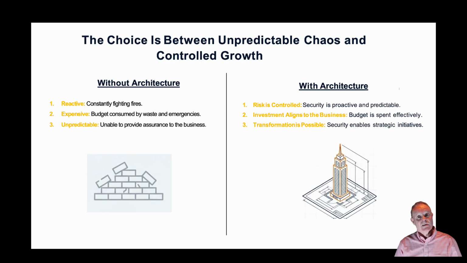Your choice: chaos or controlled growth. Without architecture, firefighting, budget wasting, and uncertainty. With architecture, risk is controlled, investment aligns to strategy, transformation becomes possible. This is really a governance decision, not a technical one.